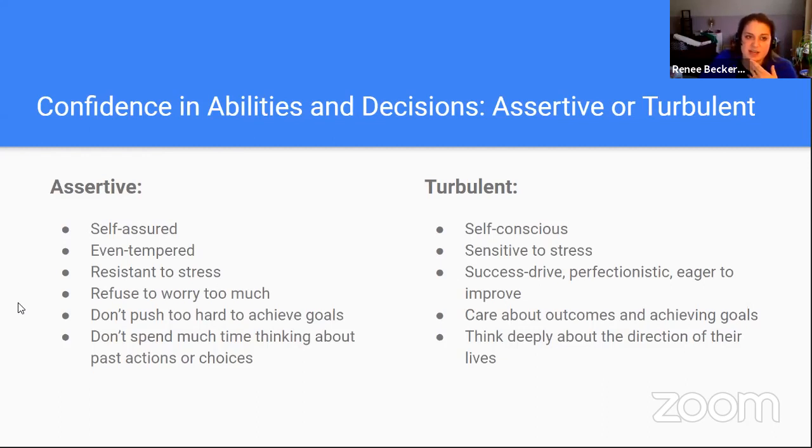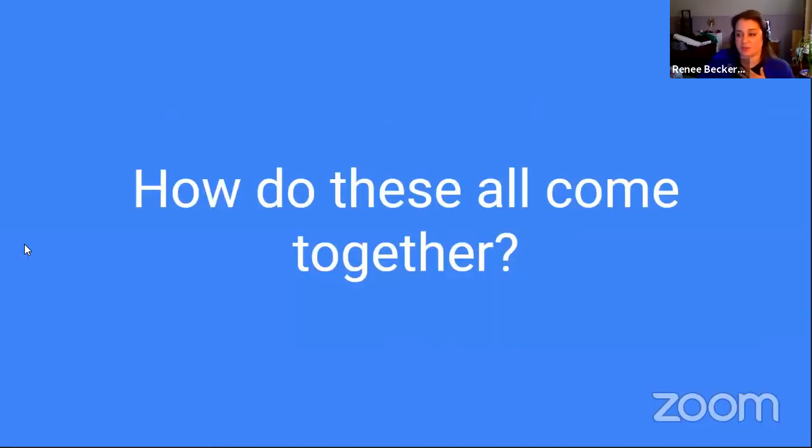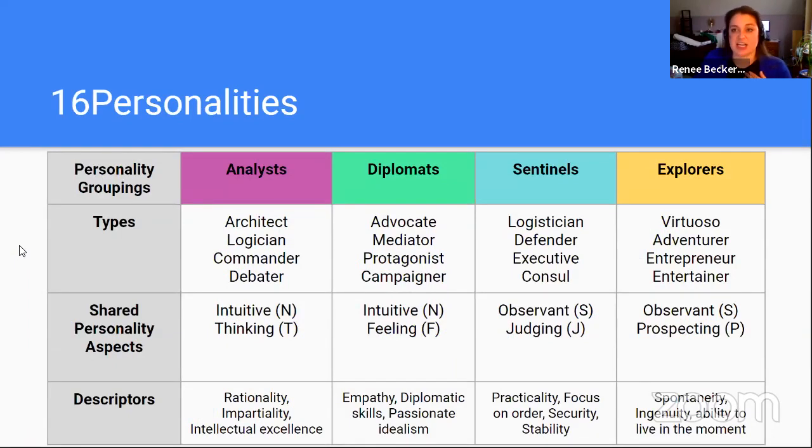I think this is incredibly helpful when it comes to working together with these different groups. In terms of bringing these groups together, one of the most helpful charts ever put together explains these personality groupings. The analysts focus on the intuitive and thinking personality, whereas diplomats focus on feeling. They're intuitive, but they also have that feeling aspect, which is the difference. Sentinels share observing and judging, and explorers focus on observing and prospecting.